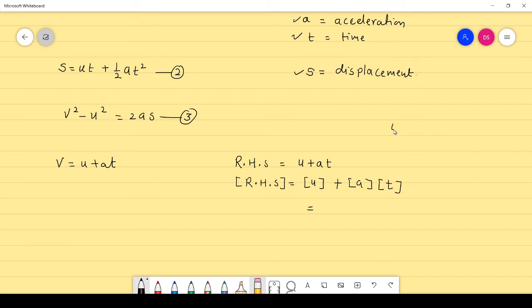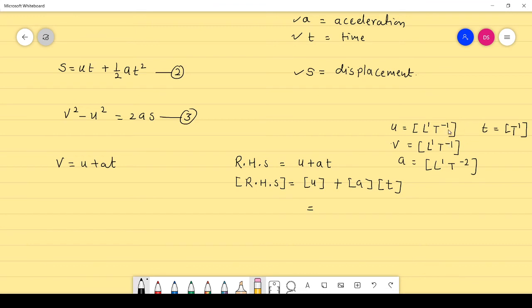Let me give the dimensions of u. Dimensions of u: u is a speed, u is a velocity, then dimensions of u will be equal to L raised to 1 T raised to minus 1. Dimensions of final velocity, it is also a velocity, that's why its dimension will be the same, that is L raised to 1 T raised to minus 1. Dimensions of acceleration is L raised to 1 T raised to minus 2. This dimensional formula I already gave you in the previous session. Now dimensions of t: the power here is 1, that's why dimensions of t will be T raised to 1.